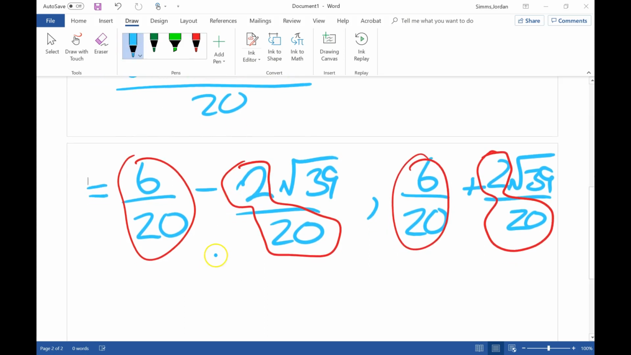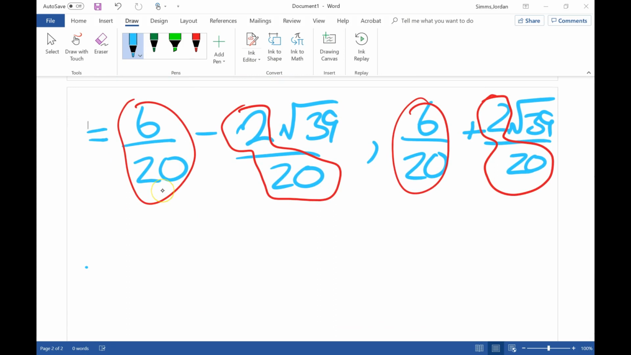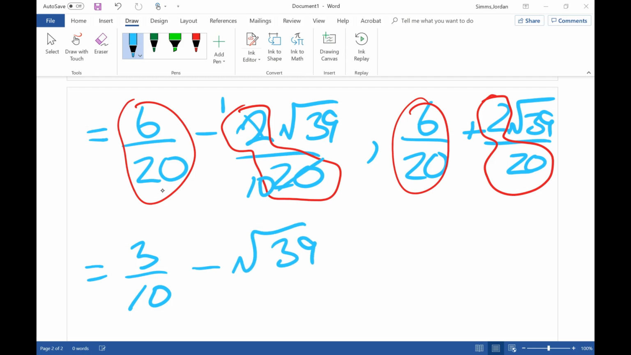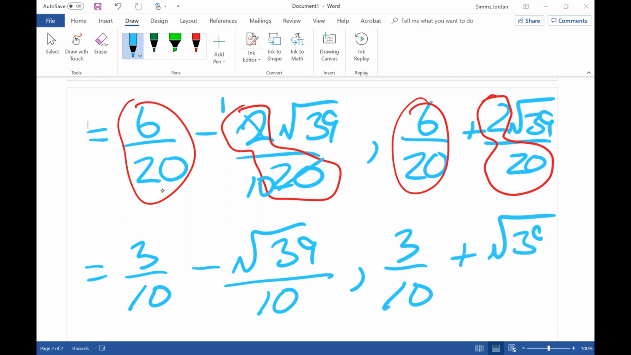So I'll go ahead and do that now. Half rule here gives us 3 over 10. So it's going to be 3 over 10 minus. This is going to simplify to 1 over 10. And don't write the 1, that's not cool. We'll just write it as negative root 39 over 10. And then over here again, same deal, 3 over 10 plus this time root 39 over 10. And that's going to be your answer, buddy.